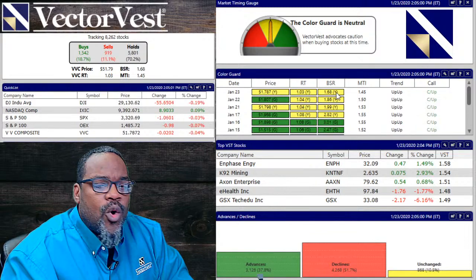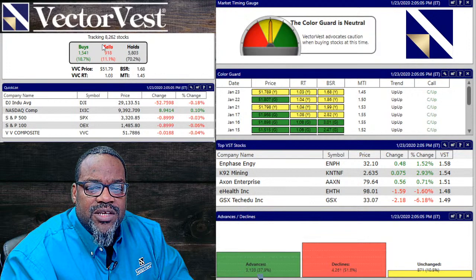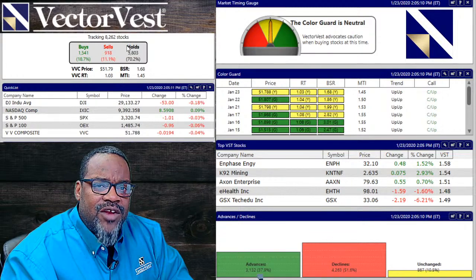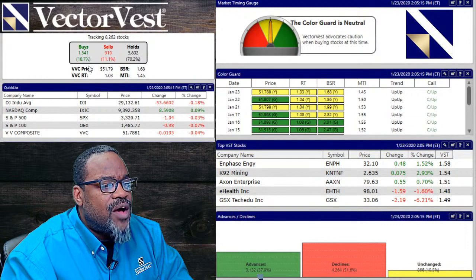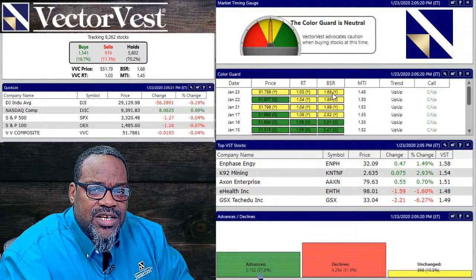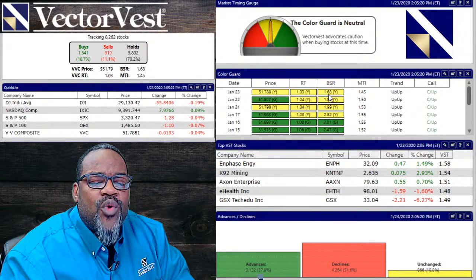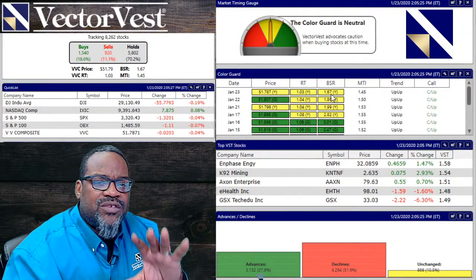The BSR, or buy to sell ratio. Every stock in our database gets a buy, a sell, or a hold recommendation every day. To get the indicator, the buy to sell ratio, we look at the number of buys divided by the number of sells. Currently, the buy to sell ratio is at 1.68. So for every sell recommendation in the software, we have 1.68 buys. That tells us that the market is showing signs of strength.